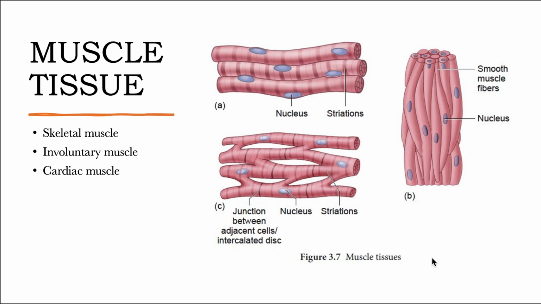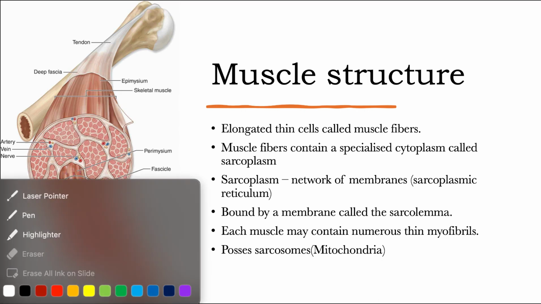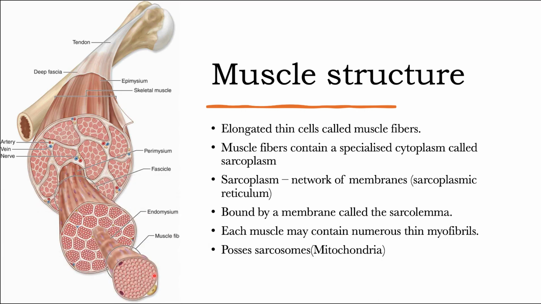But first, let's talk about the structure of the muscle. The first thing is muscle cells. We're going to use the skeletal muscle for the structure. Muscle cells are elongated, thin cells called muscle fibers. So that is down here. Let me get a laser pointer here. These ones here are what we call muscle cells. They are elongated thin cells that are called muscle fibers.